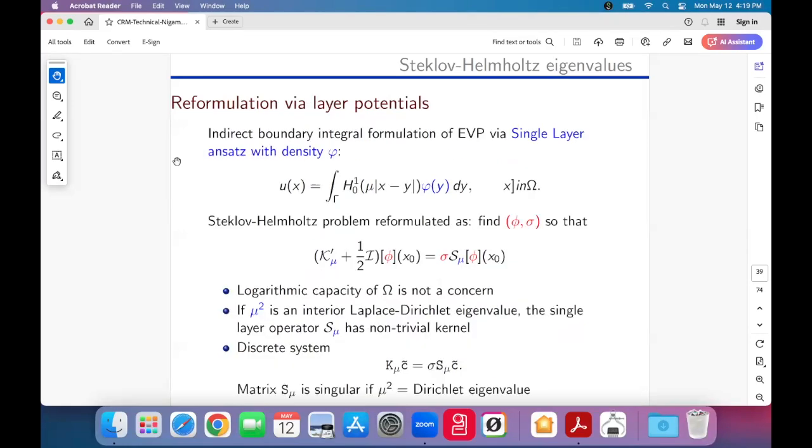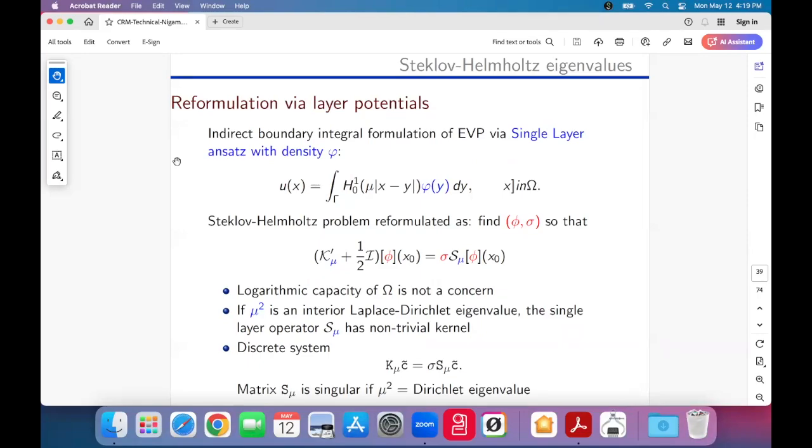So to solve these problems, I also just use a single layer ansatz. You could do something else. You could use a double layer. You could use a combination of a single and double layer. I've used a single layer for these examples. It leads to a boundary integral eigenvalue problem, where again, I'm looking for the density phi and the parameter sigma so that the equation in the middle holds.